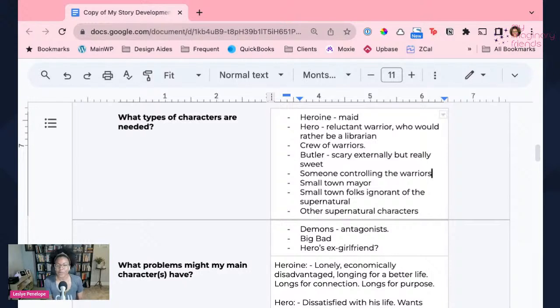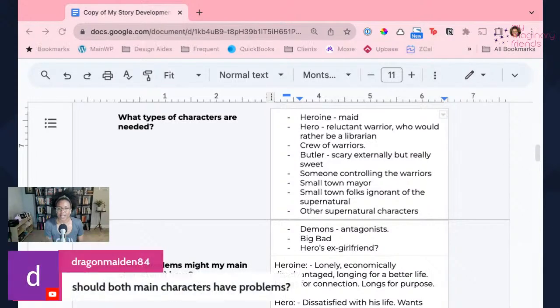Hello, Whitney Mullen, welcome. So Dragon Maiden asks, should both main characters have problems? I believe yes. I believe your story will be much stronger if both main characters have some kind of problem, and they don't necessarily have to be equal in weight. And if you're only doing a single POV story, you're only inside of one character's head, then that character probably should have the worst problems or the most intense ones that you're following. But every character should change a little bit, or should either change or should enact change on the world.